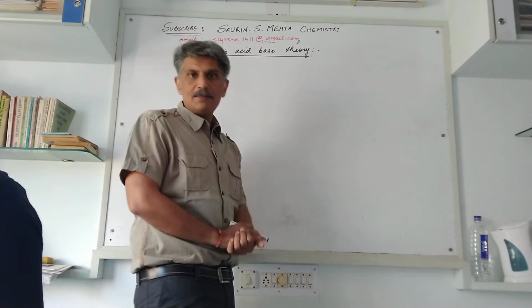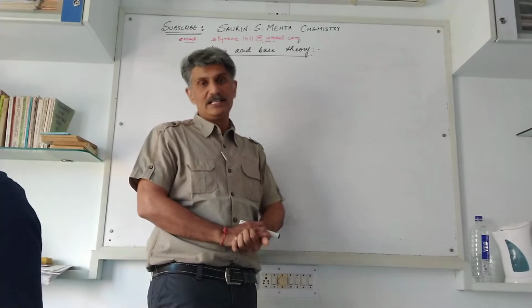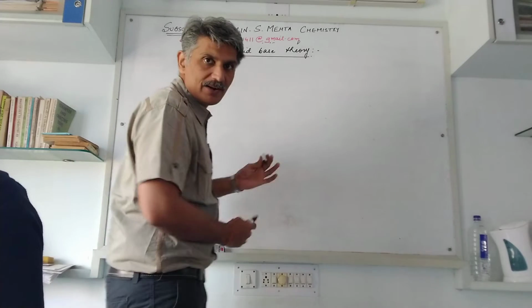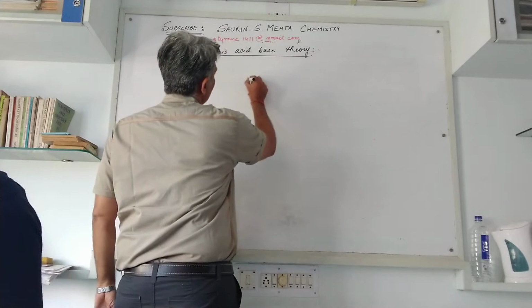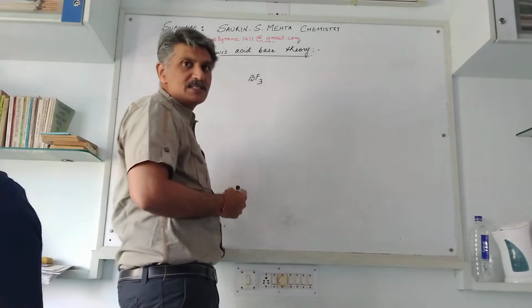In the previous episode, we did talk about the Lowry-Bronsted limitation with respect to a compound BF3. So I'll write once again the same compound BF3 so that we can easily understand the Lewis acid-base theory.